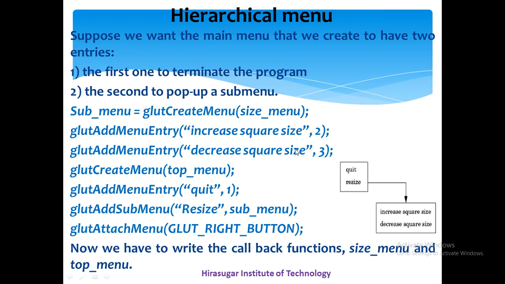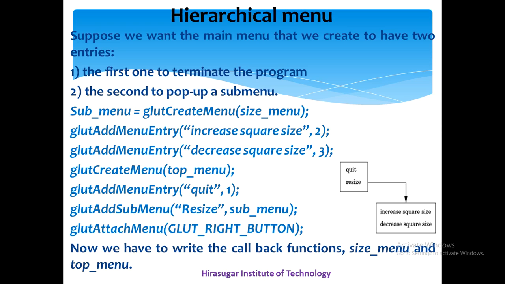Hierarchical menu. Suppose we want the main menu that we create to have 2 entries. In those 2 entries I am creating a sub menu, like what I have shown in Paint, right? The first one is to terminate the program, the second one is to pop up a sub menu. Means in the second one I have one small pop up menu.